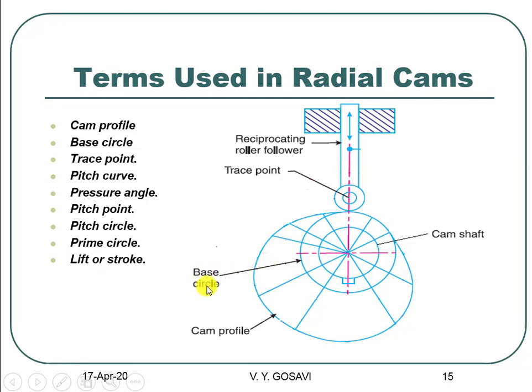Then second one is a base circle. It is the smallest circle that can be drawn on the cam profile. So this is the base circle. This is the smallest circle that can be drawn on this cam profile.